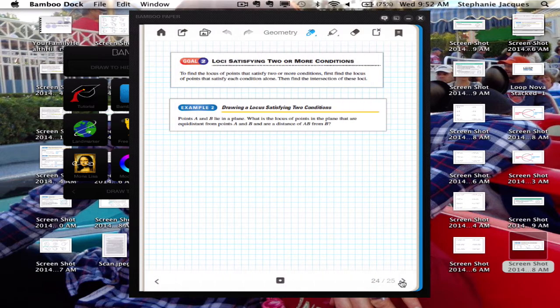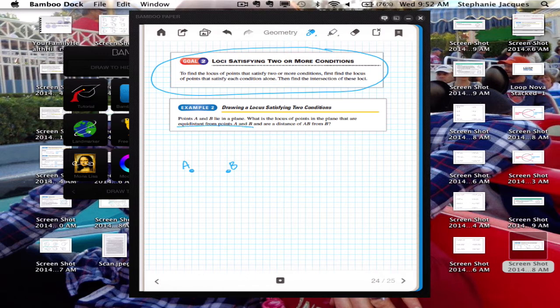Now we're going to add on another condition. And the way you do that is you do the first condition, do the second condition, and then see how they intersect. So that's just basically what this is saying up here. So drawing a locus satisfying 2 conditions. Points A and B lie in a plane. So I'm going to put point A and point B. So this is my first condition that I'm going to be drawing. What is the locus of points in the plane that are equidistant from points A and B? So I'm going to do that one first.